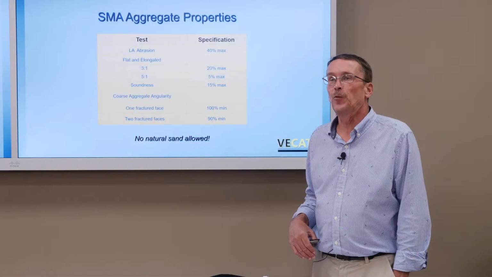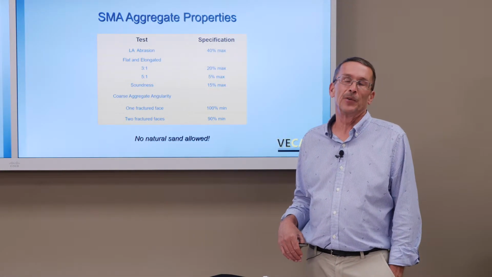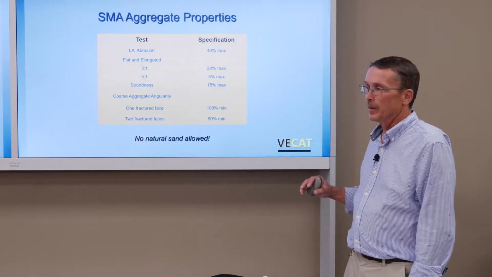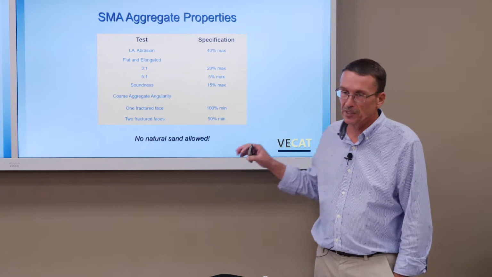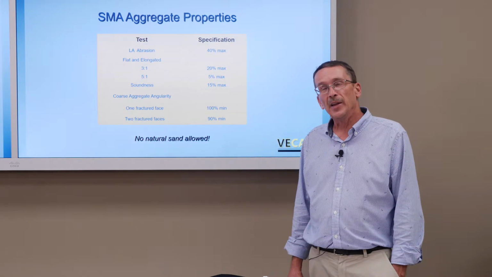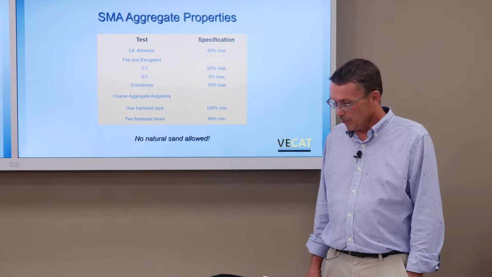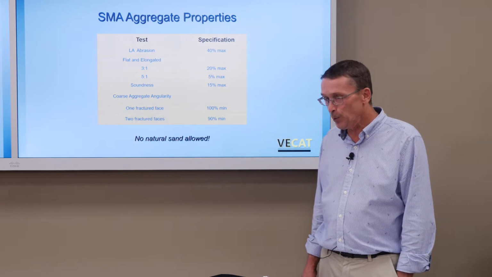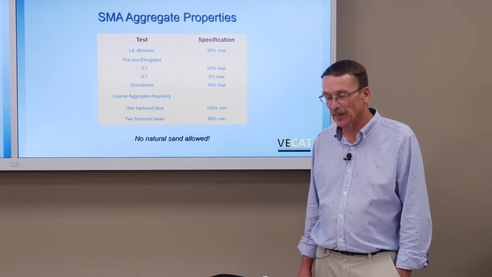In section 248, which is a specification for SMA, I'm going to talk about a couple of things that relate to this slide, but it's not noted on this slide, is that your blend for your design must contain 2 or more coarse aggregate sizes.